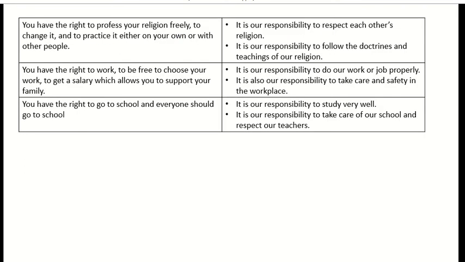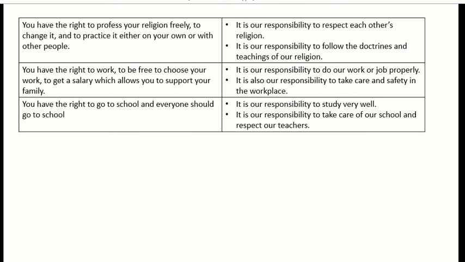You have the right to profess your religion freely, to change it, and to practice it either on your own or with other people. So it is a responsibility to respect each other's religion. Yan. So kailangan nating respeto kung ano man ang relihiyon din ng ibang tao. So kung meron tayong karapatan na mamili at mag-practice ng ating relihiyon at sa iba, no? So kailangan din nating respeto yung paniniwala ng iba. It is also our responsibility to follow the doctrines and teachings of our religion, no?